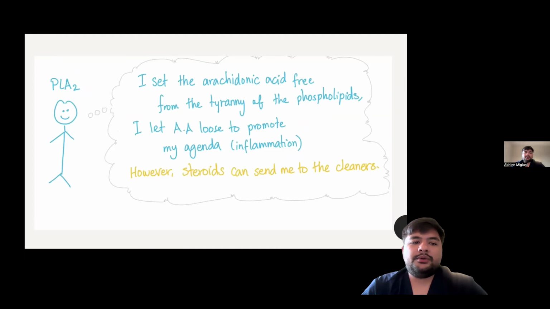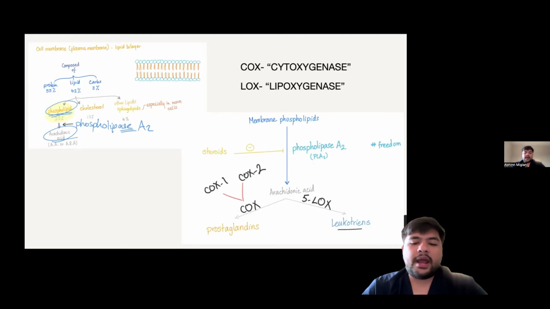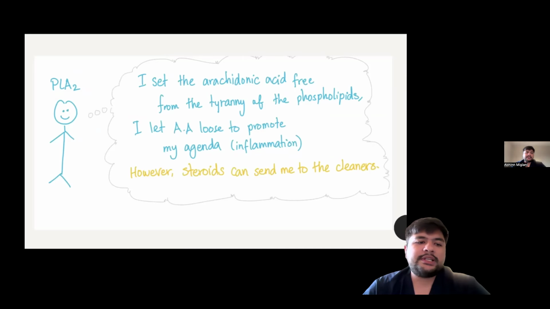So coming back to this phospholipase A2. Considering this small guy, he says: I set the arachidonic acid free from the tyranny of the phospholipids. I let the amino acids loose to promote my agenda, that is the inflammation. However, steroids can send me back to the cleaners.